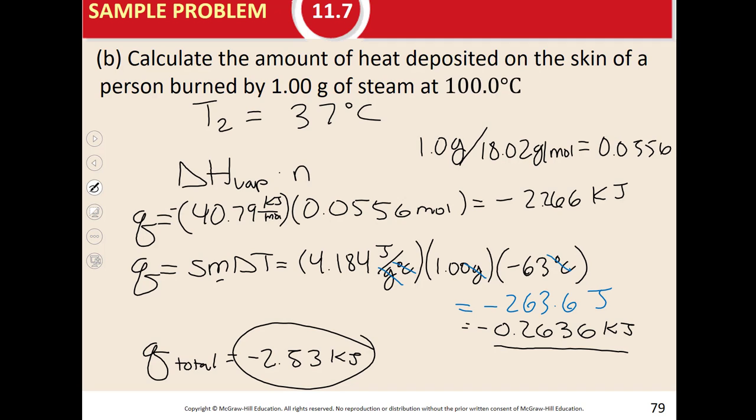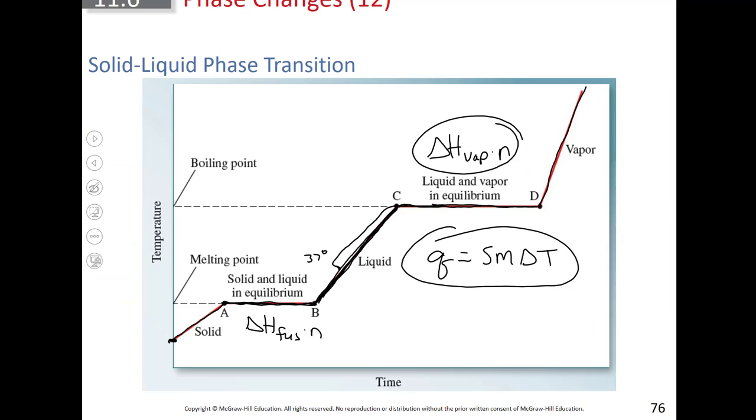Now, I could have given you a problem that had more steps. This one just had two, one phase change and one temperature change. Everybody got this down before I move away from it? I could have given you this problem that had more of the steps from our heating curve here.